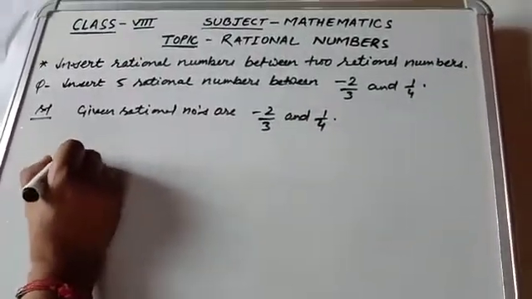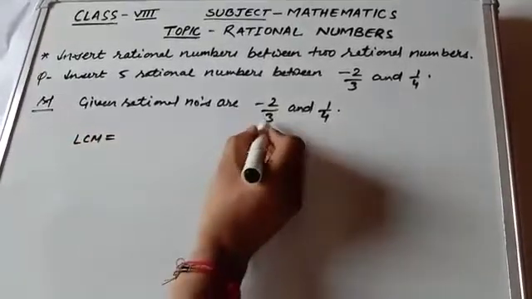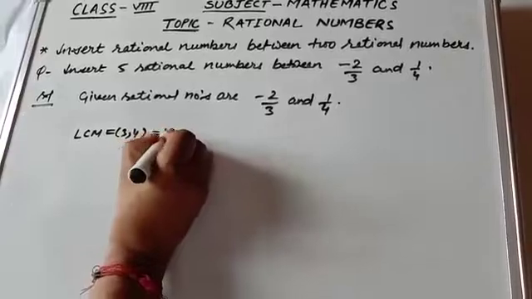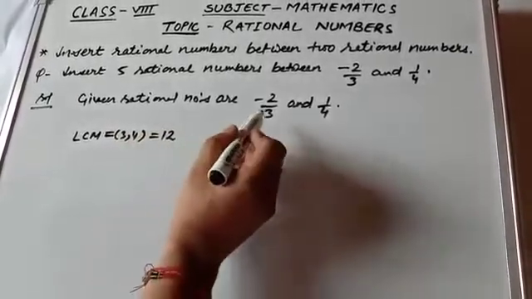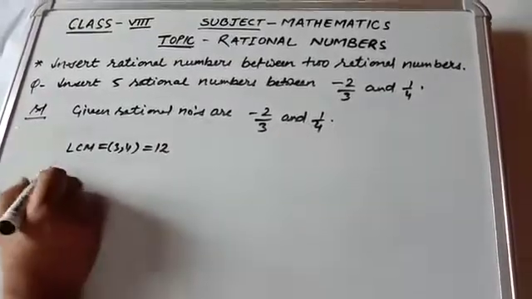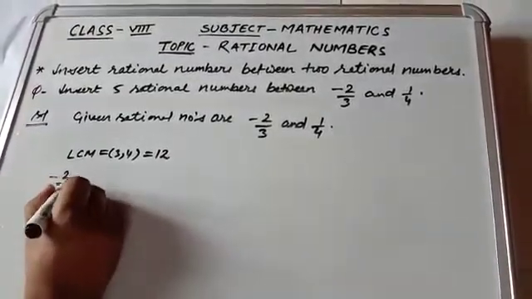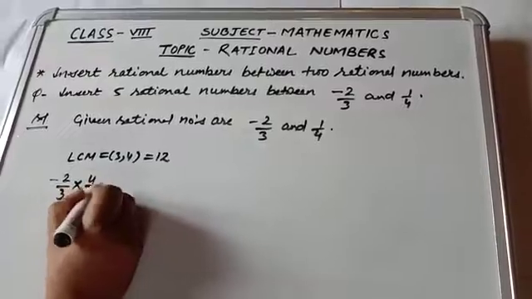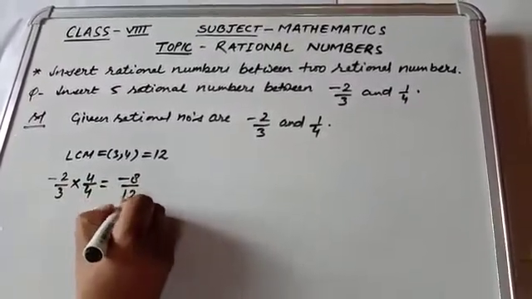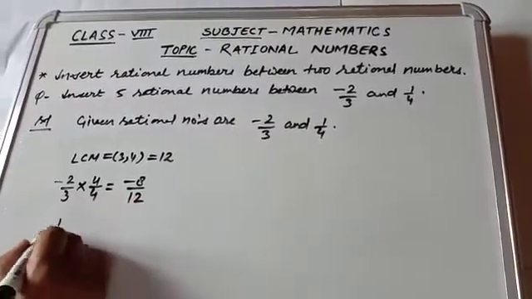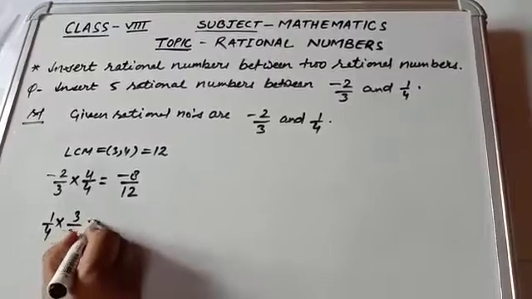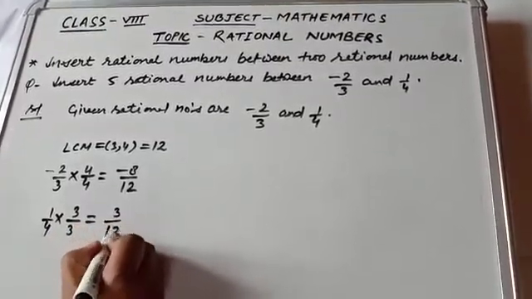So first we take the LCM of the denominators of both the rational numbers, 3 and 4, that is equal to 12. So our first priority is to make both the denominators the same. So minus 2 by 3. We will multiply both the numerator and denominator by 4, that is equal to minus 8 upon 12. And the second rational number is 1 by 4. We multiply both the numerator and denominator by 3. That is equal to 3 by 12.